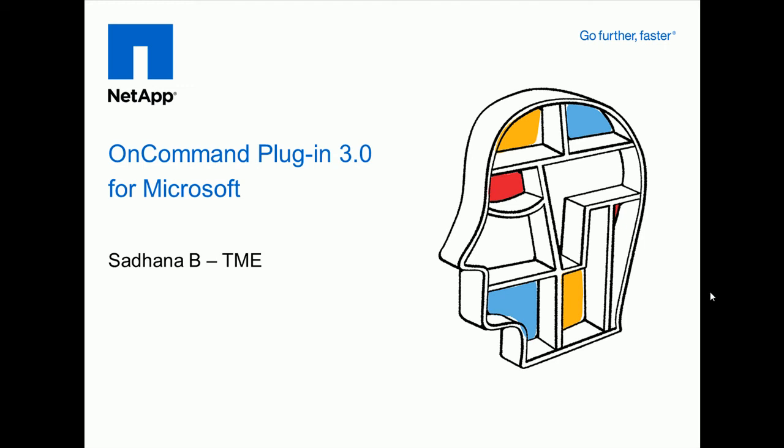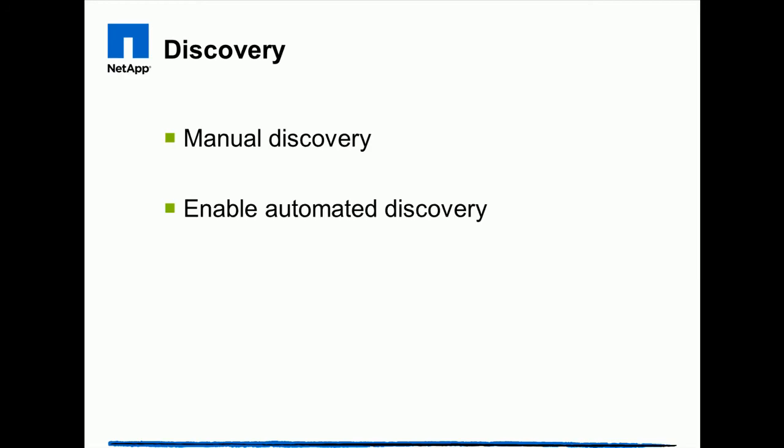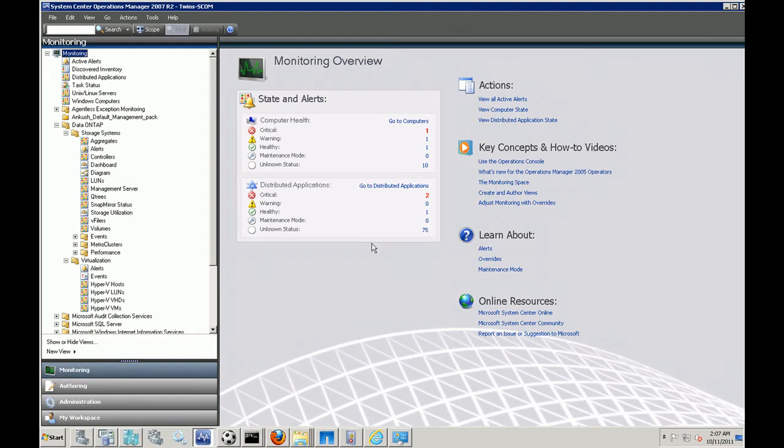I'm a technical marketing engineer in the Microsoft Business Unit at NetApp. In this video, we'll use the OCPM 3.0 in SCOM to discover storage inventory in the network, first manually, and later we'll also see how we can enable automated discovery. So let's get started with the manual discovery process.